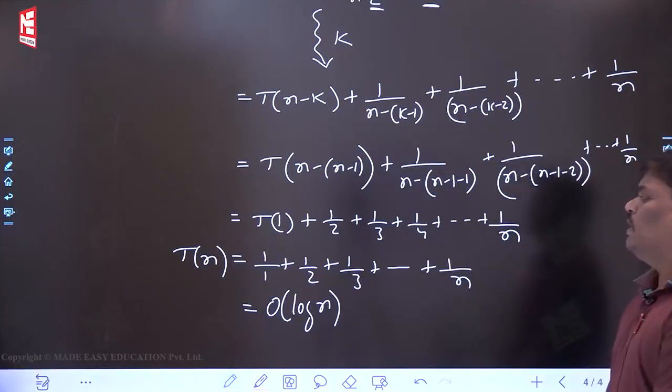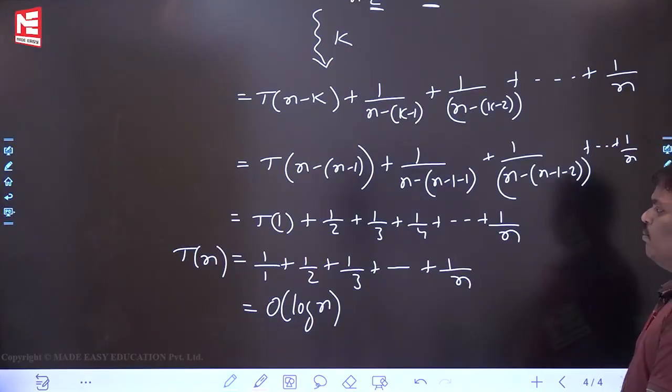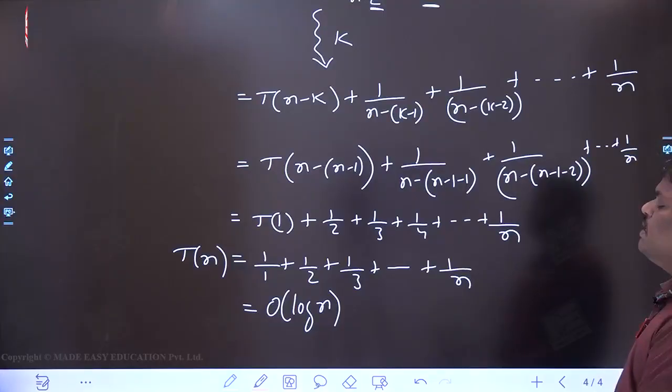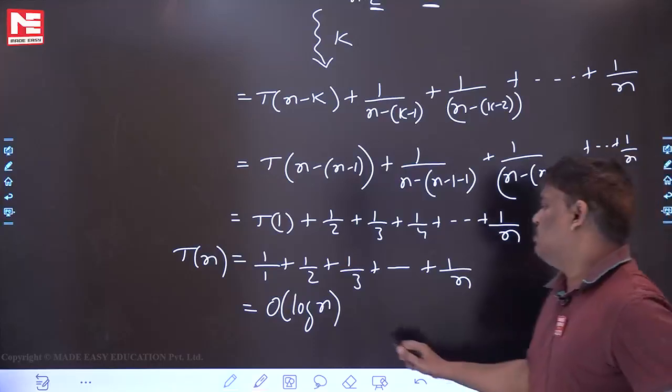Please be careful. Tn is equal to approximately log n series. Both are asymptotically equal. Tn is equal to 1 by 1 plus 1 by 2 plus and so on 1 by n. Both are asymptotically equal. Tn is approximately equal to big O of log n. If you want, you can keep theta also. This is the answer for this.